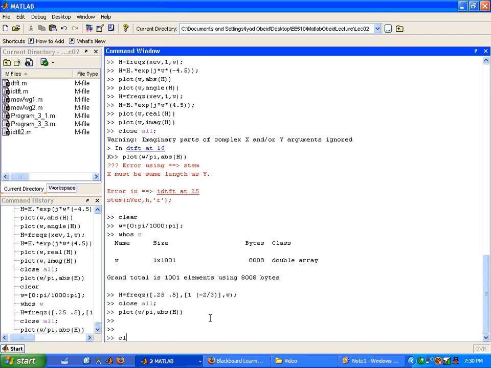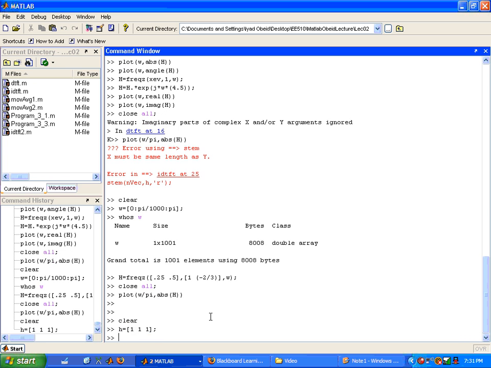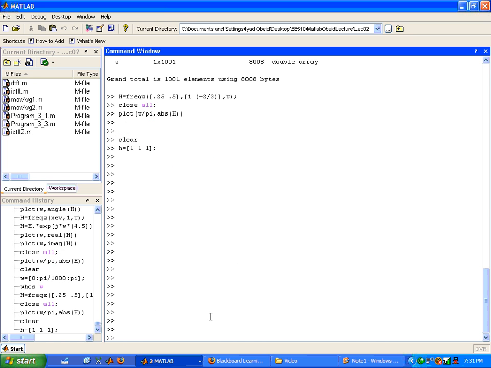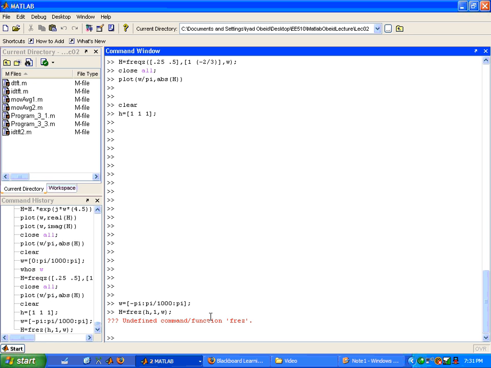But let's try this. So clear H equals 1, 1, 1. Right, so here's an even sequence. Okay, it's purely symmetric. We can think of it as even. So now I'm going to take its Fourier transform. Omega is minus pi over 1,000 pi, h equals freqz of h1 omega. Oops, I just invented a new function that doesn't exist.